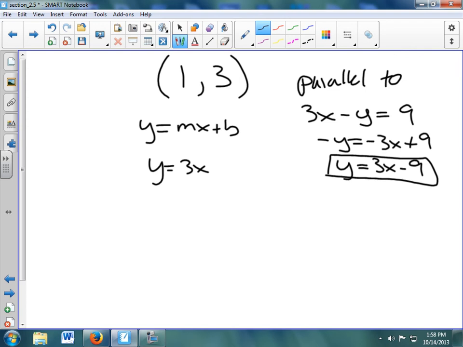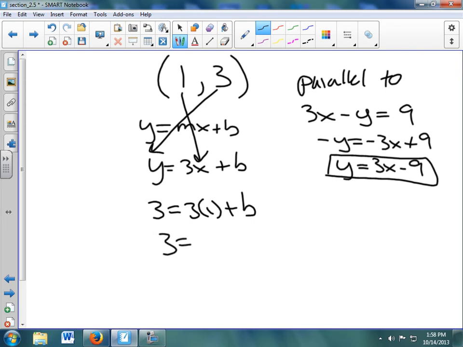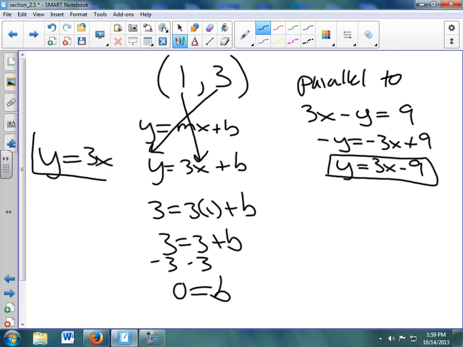Okay? So now I'm going to use these points to figure out the equation of my new line. Remember, x goes here and y goes there. So I have 3 equals 3 times 1 plus b. 3 equals 3 plus b. Cool. B is equal to 0. That means that line goes through the origin, right? So y equals 3x would be the equation of the line.